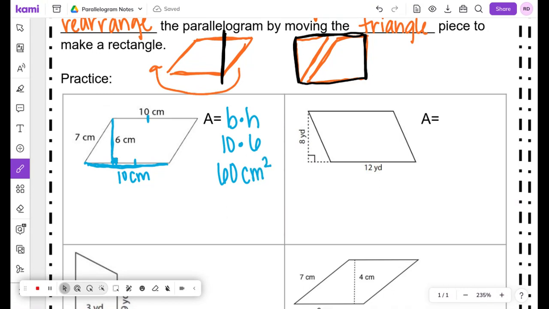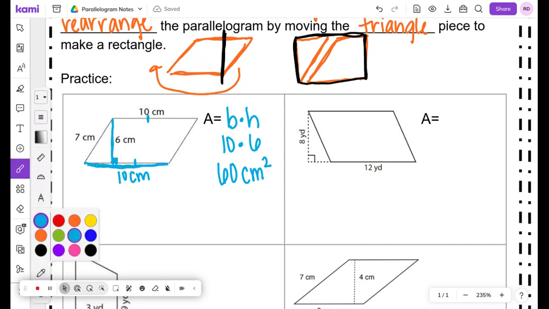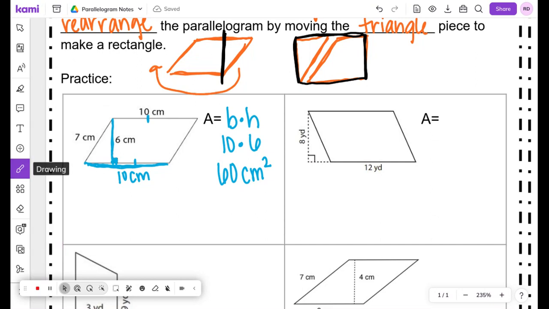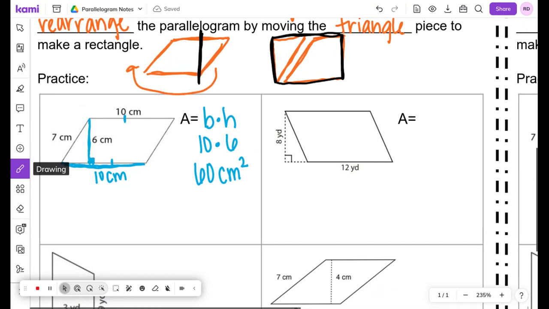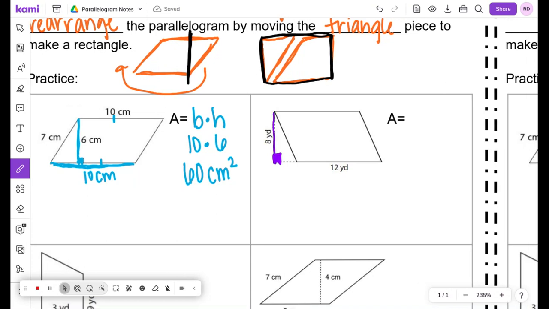And remember, you always have to put that squared or exponent of 2 because area is the inside space. And our second parallelogram over here, same thing. Here's my perfect corner. I've shaded in purple this time. It's made up of the 8 and the 12. So area is base times height. In this example, that would be 8 times 12. And 8 times 12 is 96 yards squared.